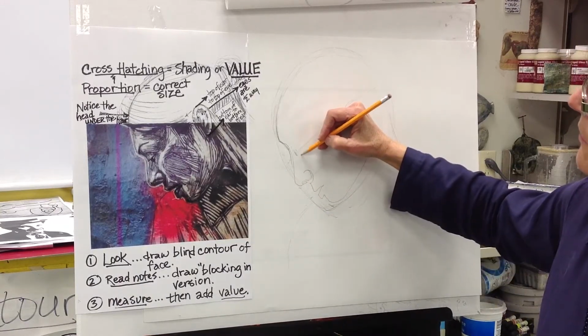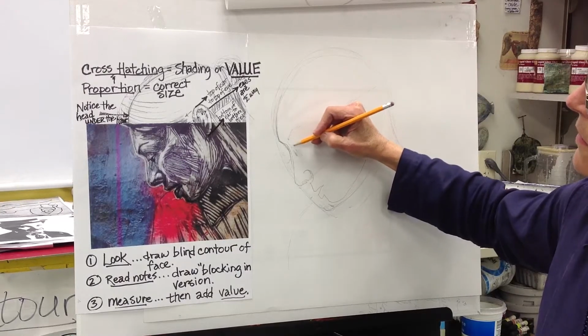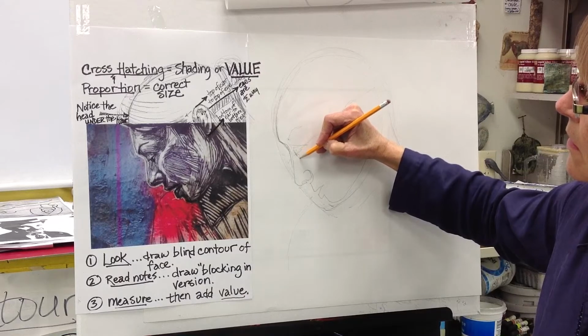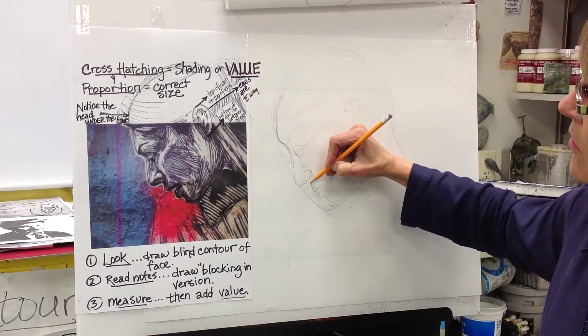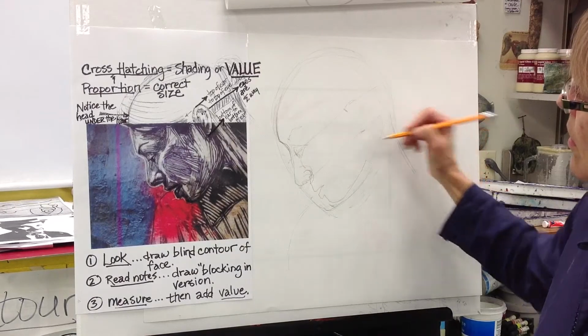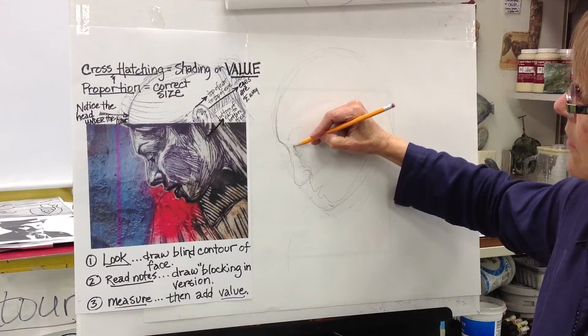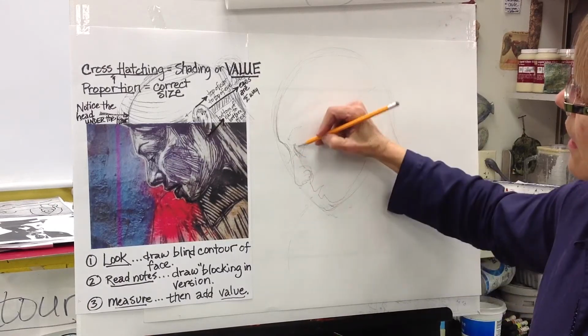So once again, I'm going to go in here and do a little quick blind contour, get to see that eye, and down to the edge of the nose. All right. So it needs to move back a little bit. And this line is the middle of the eye.